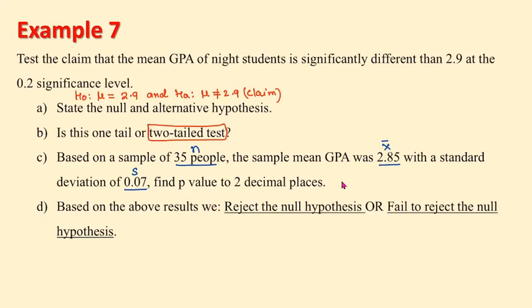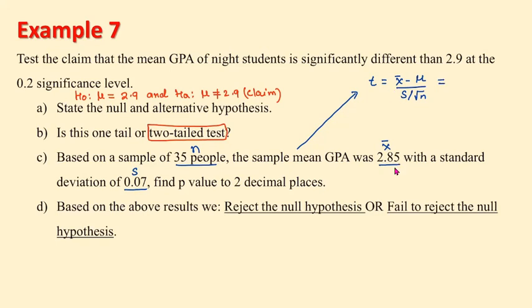Now, in order to find the p-value, first we need the test statistic. So let's calculate the test statistic for part C. In this one, because the population standard deviation is not given, they have given the sample standard deviation. The test statistic will be our t-value, where t is equal to x bar minus mu over the sample standard deviation divided by square root of n. This is the formula.